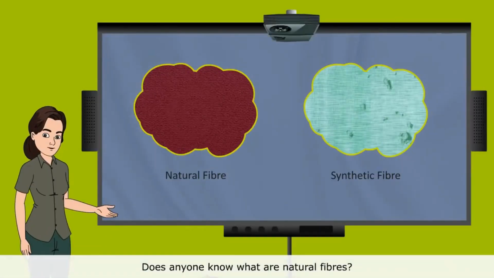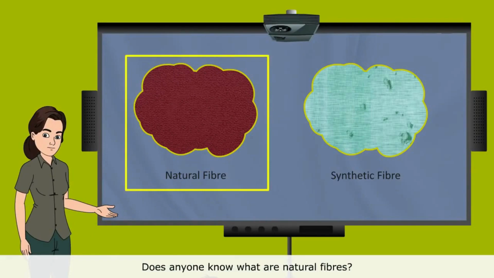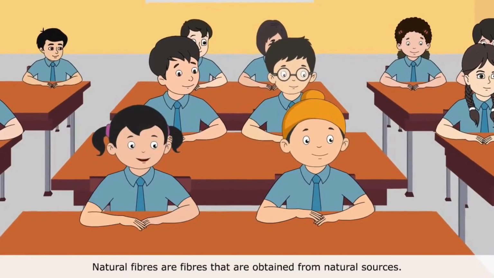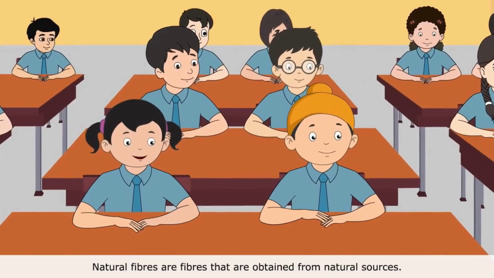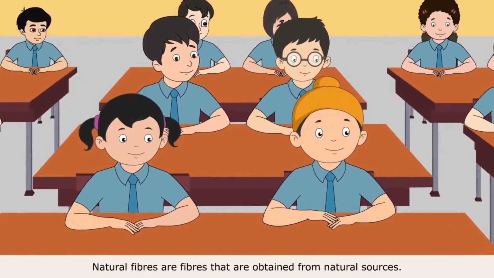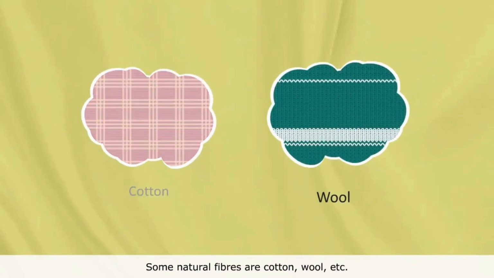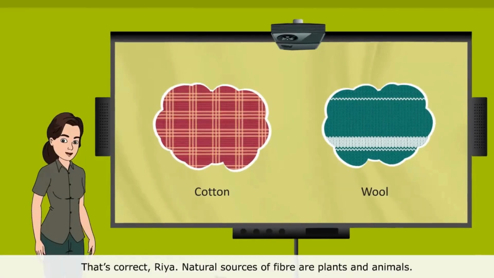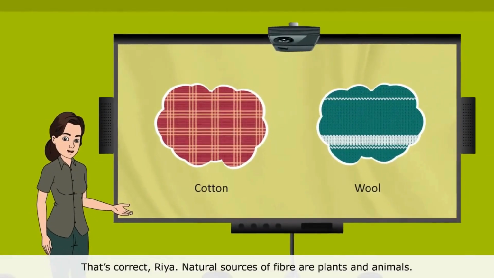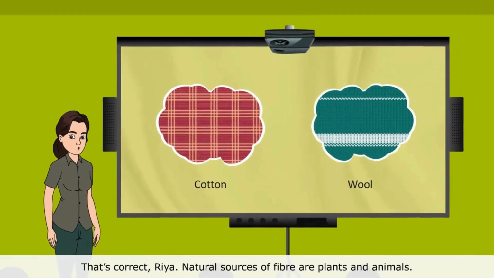Does anyone know what are natural fibers? Natural fibers are fibers that are obtained from natural sources. Some natural fibers are cotton, wool, etc. That's correct, Ria. Natural sources of fiber are plants and animals.